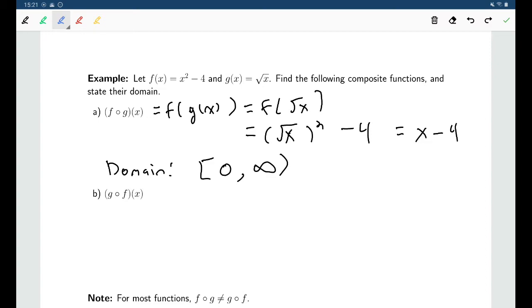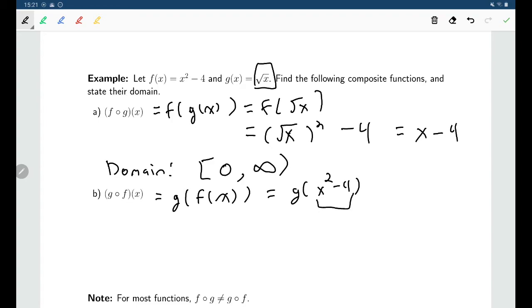Let's do the reverse. For part B here, we want g composed with f, so we want to put f of x inside of g, or in other words, we want to put x squared minus 4 inside of g. And if we put that inside of g, that's replacing the x that's here with x squared minus 4. And that's easy enough to do. That would be then square root of x squared minus 4.